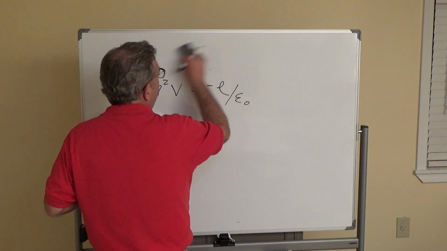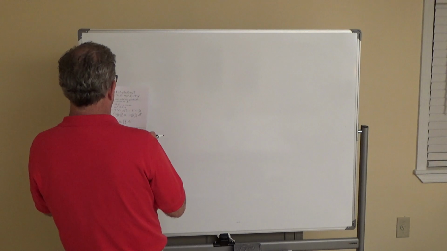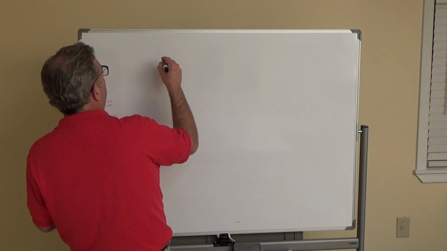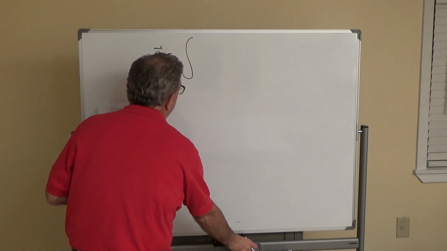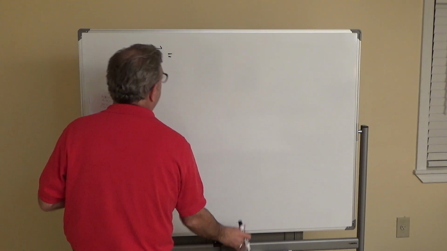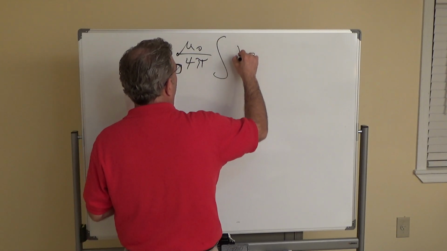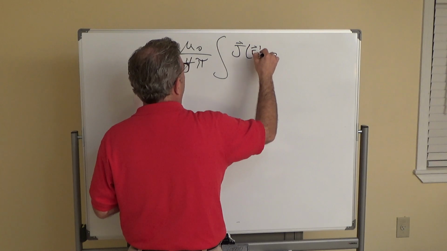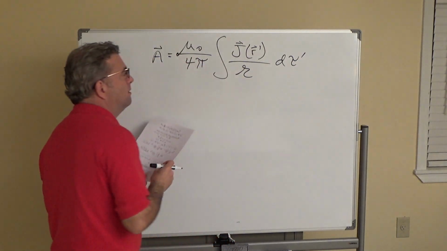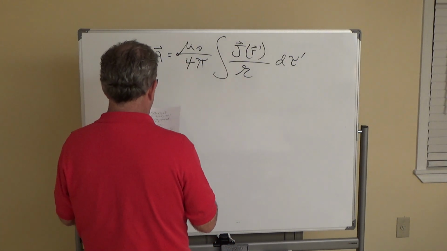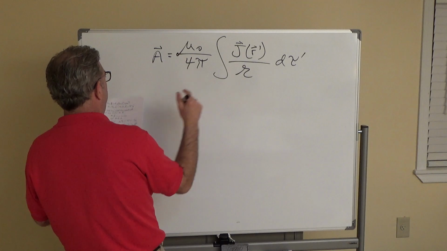So let's go back to how we actually calculate this magnetic vector potential. In general, what I wrote down before was A is equal to mu naught over 4 pi times the integral of J of r prime over script r d tau prime. Okay? This is for volume. You're integrating over the volume.